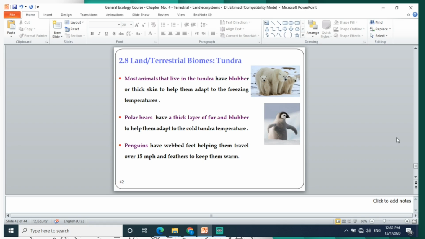Also, animals are very few in numbers and diversity, and the animals found in this place are adapted toward the coldness. Most animals that live in the tundra have thick skin to adapt to the freezing temperature, like the polar bear, and also some animals like penguins have webbed feet, helping them travel 15 meters per hour, and feathers to keep them warm. They are just special animals, and animals and plants are found in the tundra.